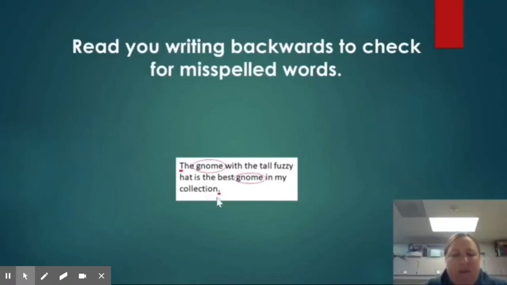So if I do that on this one, I would read: collection, my, in, gnome. And I circled gnome because that's just a weird word. It doesn't look like it would be the right word, so it might be one I want to just double check on. Best, the, is, hat, fuzzy, tall, the, with, gnome. Again, I'm going to circle that just because if I do find out it's spelled wrong, I want to make sure I get them correct in all of them. And so that is the strategy that we're going to use to look for misspelled words and just going back through and circling them.